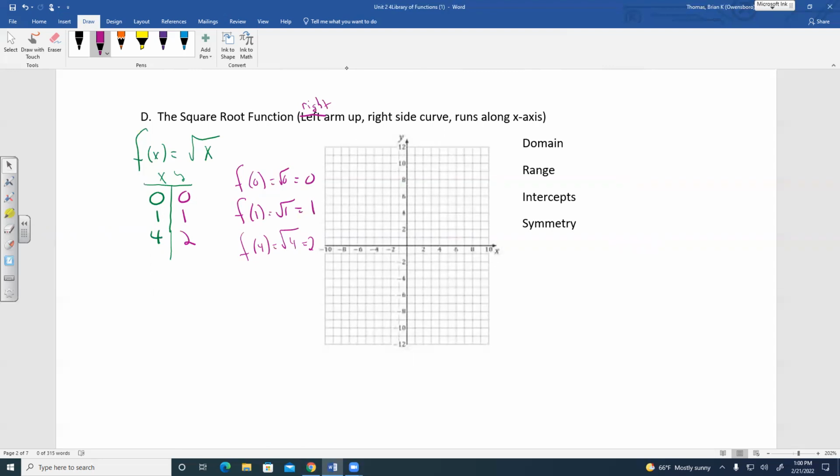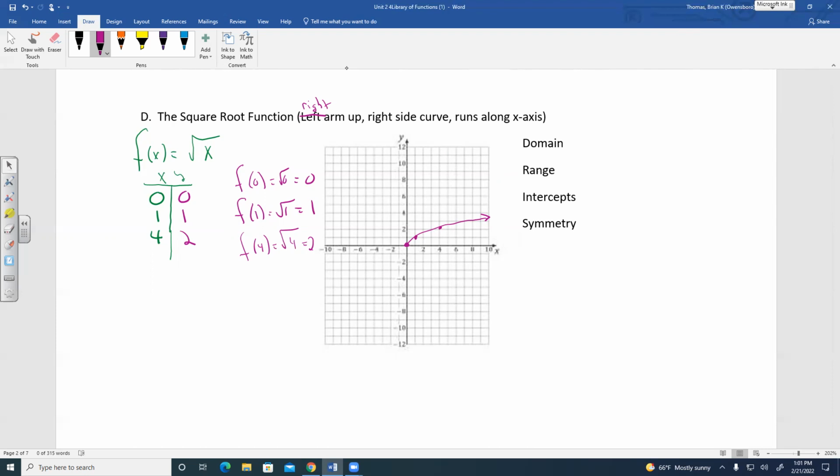Notice here, you cannot take the square root of a negative number. So there is a domain restriction. You cannot pick a value less than 0. So when you graph this, 0, 0 is going to be the furthest point to the left. 1, 1 is going to be here, and 4, 2 is going to be here. And this is why this graph kind of starts to run along the y-axis. It kind of bends like this. So it's kind of a right arm up, if you will, kind of bending to the right side curve. So that's what a square root function is going to look like.